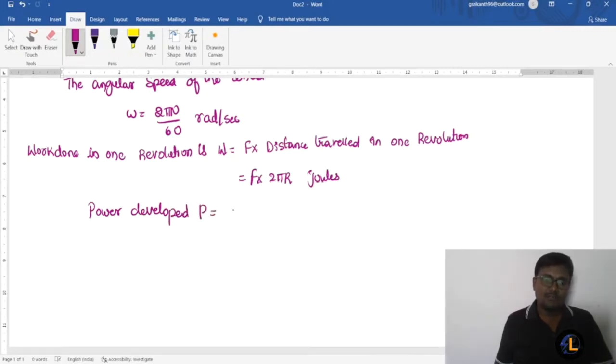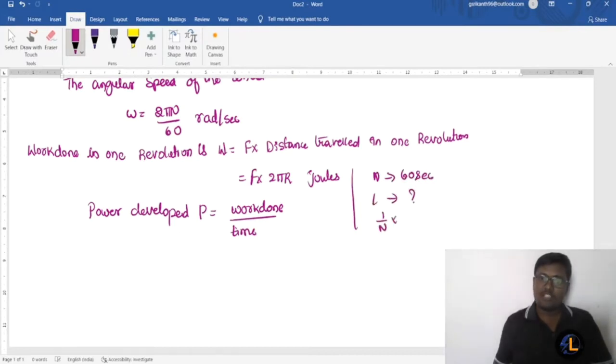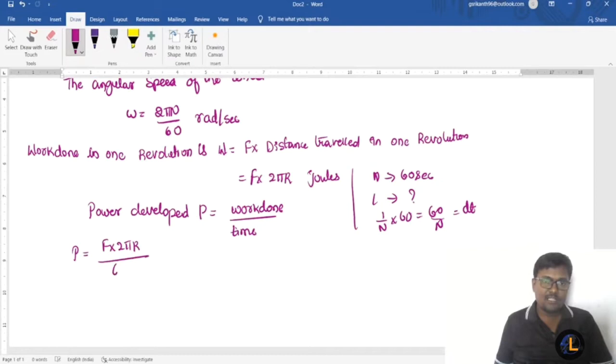The power developed, P, is equal to work done by time. This time we have already derived. N revolutions are made in 60 seconds. For one revolution, how much time? That is 1 by N into 60, that should be equal to 60 divided by N. That is our change in time. So power is equal to work done, force into 2 pi R, divided by 60 divided by N. So force into R into 2 pi N by 60.